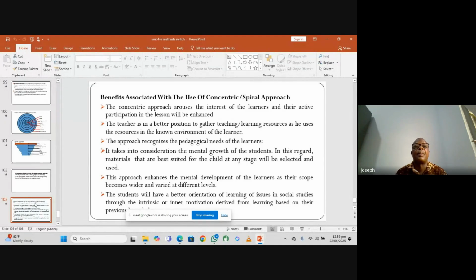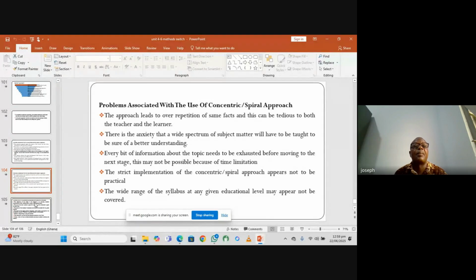You're welcome. So these are some of the benefits for both spiral and concentric approaches. Problems associated with the use of concentric and spiral: the approach leads to over-repetition of the same facts, and this can be tedious to both the teacher and the learner. Class 1 addition, class 2 addition, JSS 1 environment, JSS 2 environment. So there's constant repetition of some of these concepts. At times when you mention that we have done it, they are going to build on what they did previously.